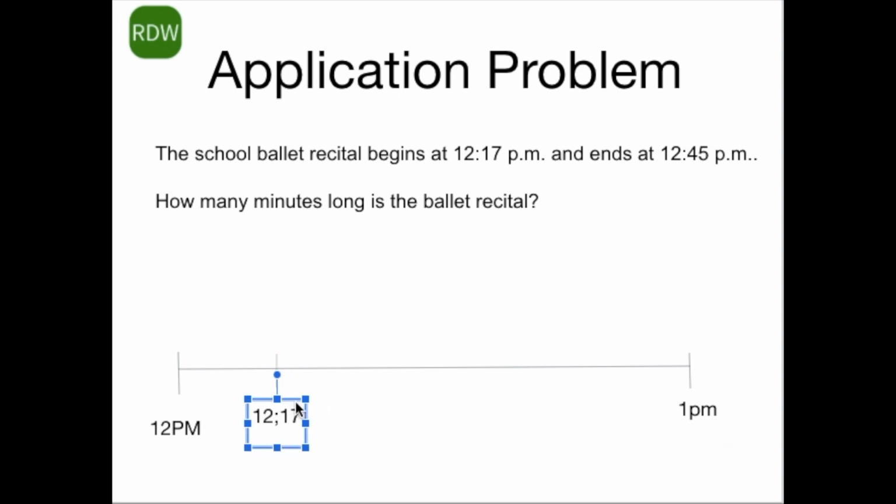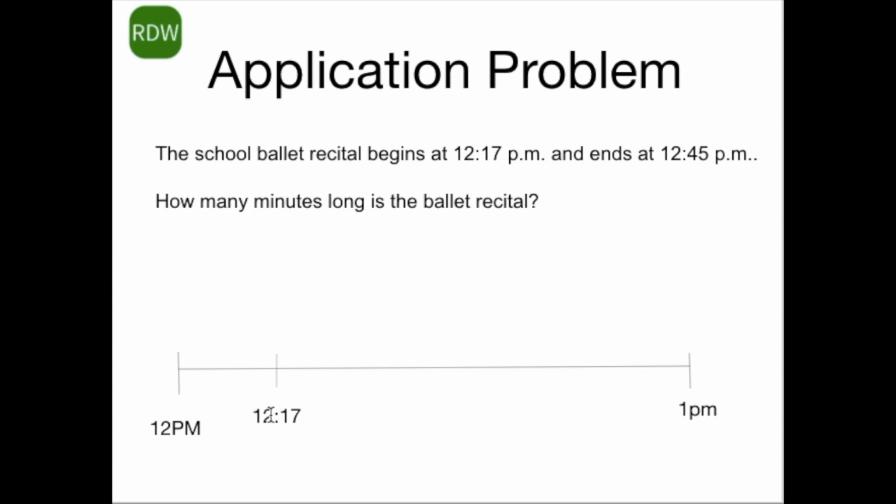I'm going to label that line 12:17. I have to get all the way up to 12:45. But I'm not going to just make one big jump and get to 12:45 because that sounds like a lot. I'm going to break this up into smaller and easier time pieces so I can better understand how many minutes long the ballet recital is.